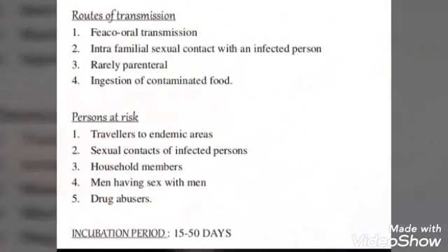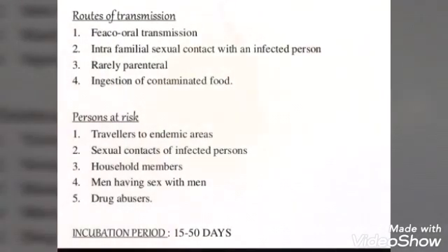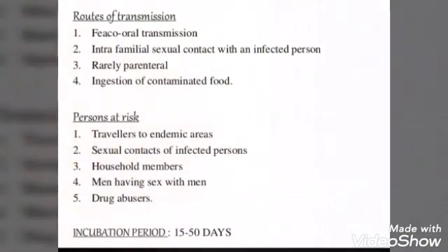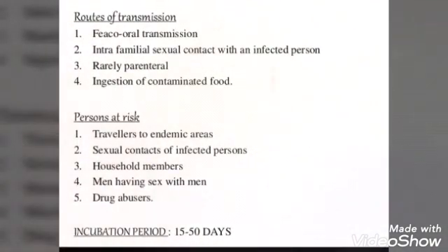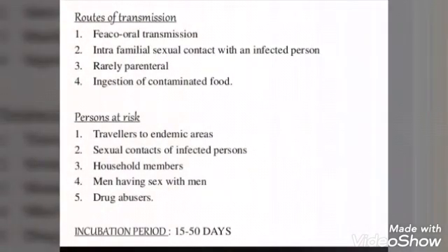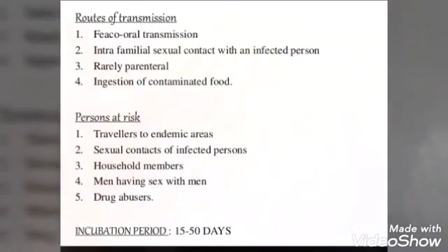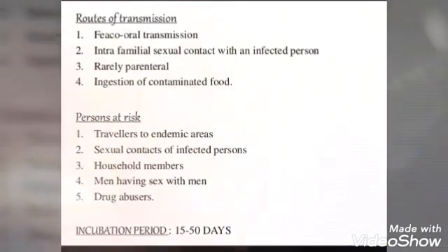Then persons at risk are travelers to endemic areas, sexual contacts of infected persons, household members, men having sex with men, and drug abusers. So these are the persons at great risk, because infection spreads very easily in them, and also in persons with less immunity. Then the incubation period is 15 to 50 days. That is, these viruses take 15 to 50 days to grow.